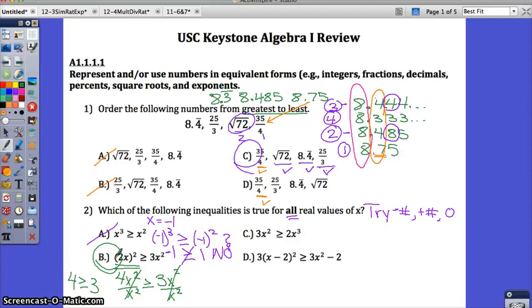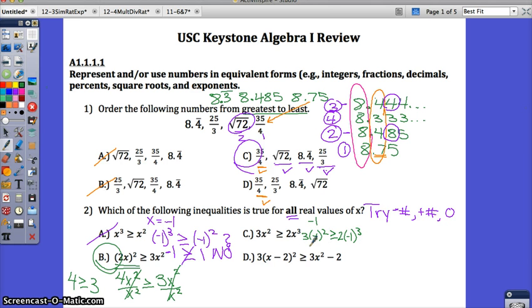Let's try C. If I try to solve C, I have an x squared and an x cubed. They have different exponents, so I won't be able to cancel things out as I did before. But I could divide, or I could plug in numbers. It's your choice. So on this one, I'm going to try a negative, a positive, and a zero number. If I try a negative 1, well, 3 times negative 1 squared is greater than or equal to 2 times negative 1 cubed. Let's see if that's true.